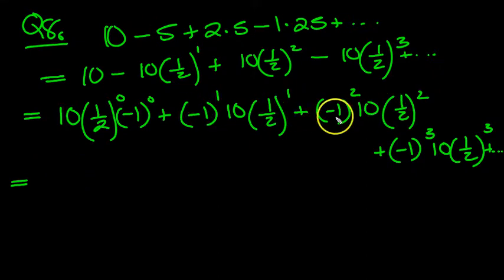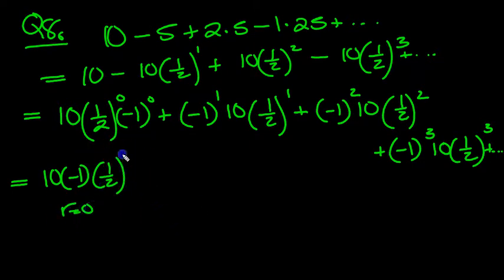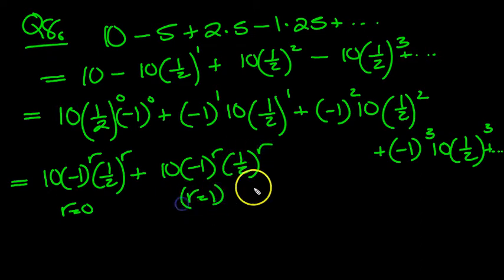10 is constant all the way through the sequence. Agreed? The -1s are to a power. The half, they're both the same, aren't they? So if r is 0, this would be r and r. And then we've got 10 -1 to the r, half to the r, because they're the same value, aren't they? r equals 1, agreed?